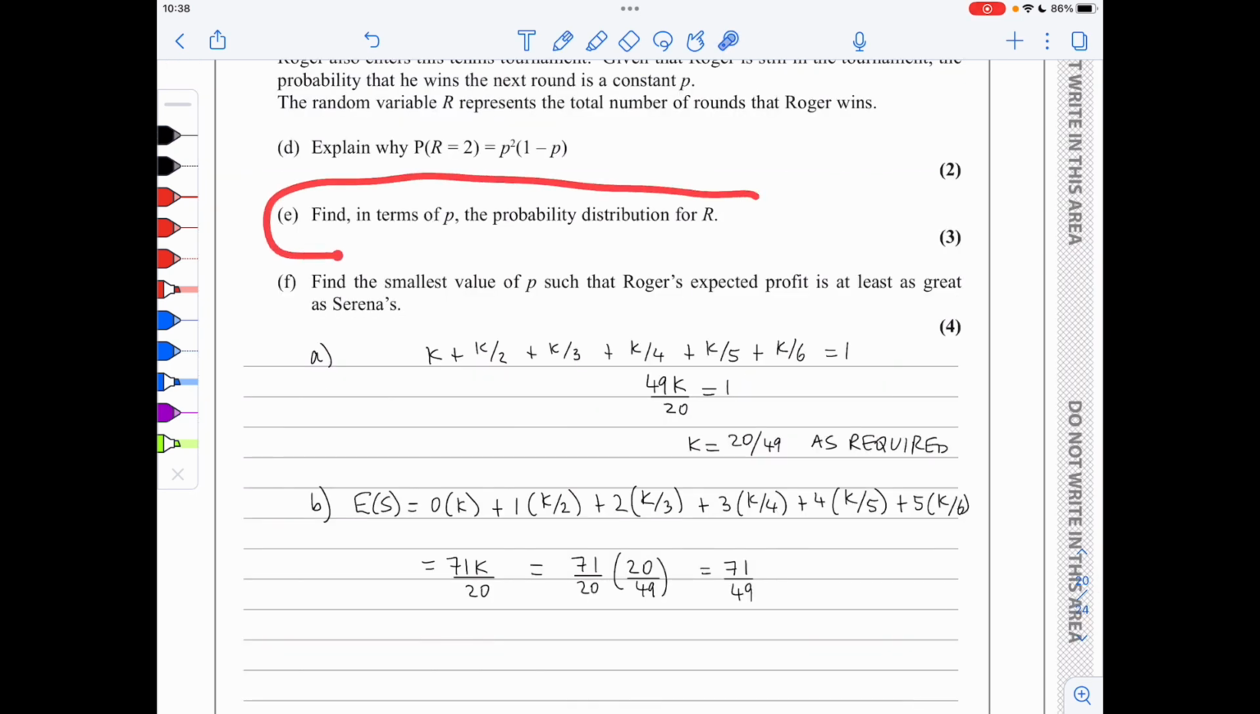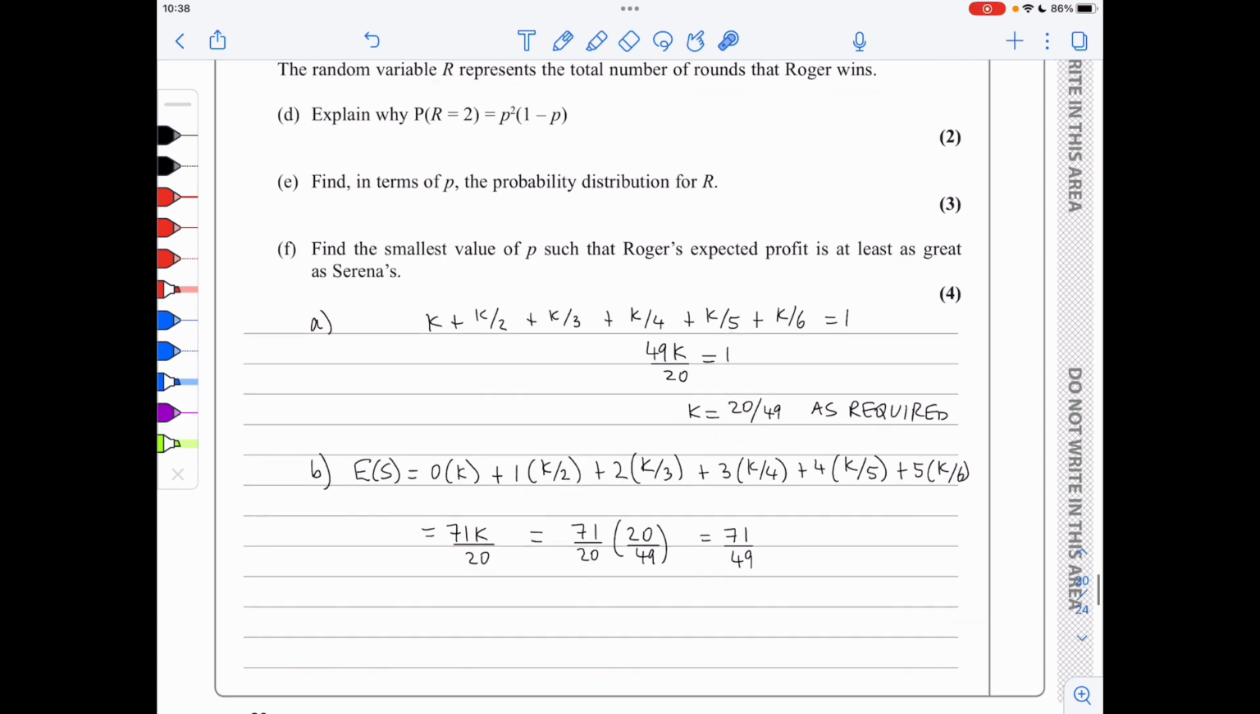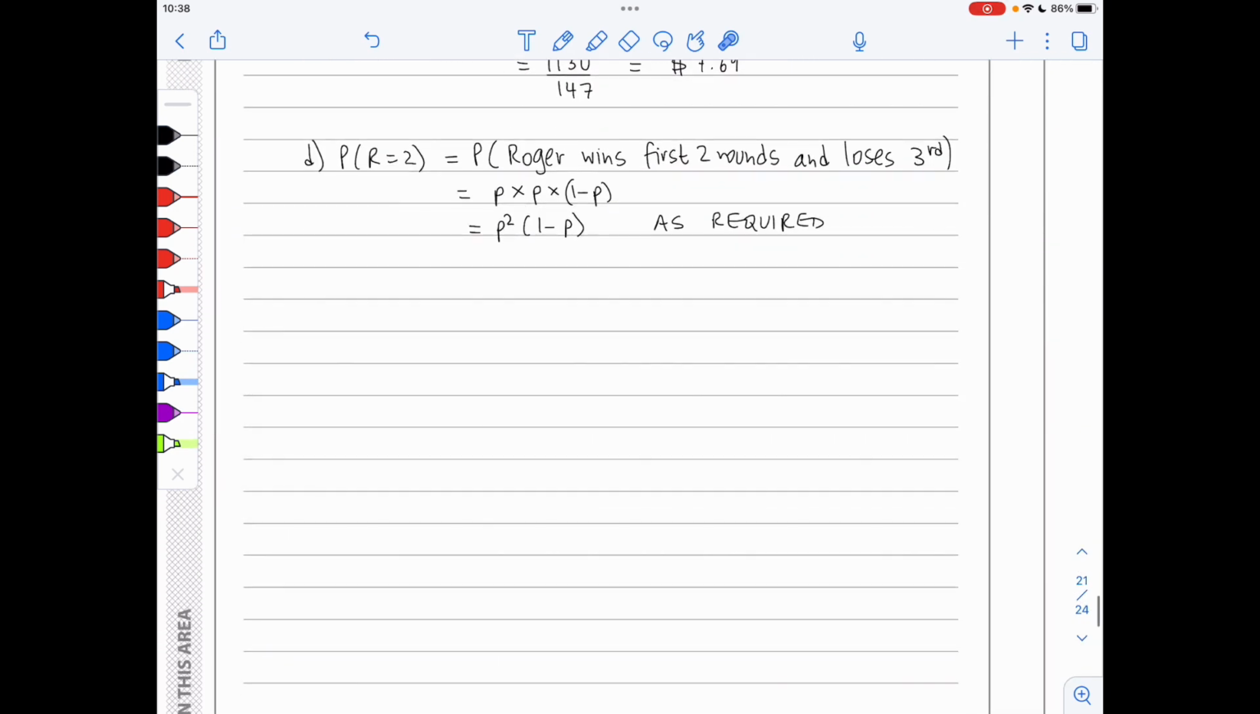For part E, we need to find, in terms of p, the probability distribution for r. So r is the total number of rounds that Roger wins, so he could be winning anything from 0 rounds up to all 5 rounds. I think it's a good rule of practice with these kinds of questions to always consider the range of values that your random variable can take. In our case, it could be anything from 0, 1, 2, 3, 4, and 5.